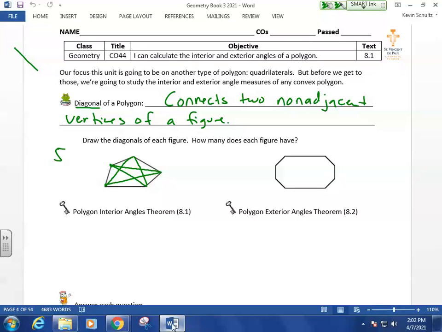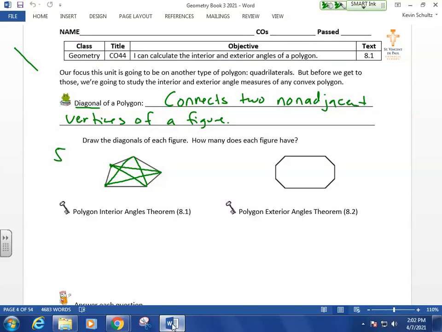5. Okay. Well, Daniel said, is it 5 because it's a 5-sided shape? Well, let's kind of test that. Here we've got, looks like an 8-sided shape, an octagon, and let's draw all the diagonals here.